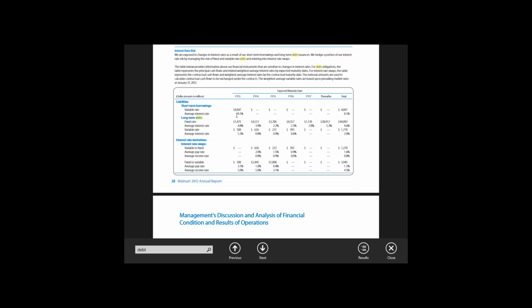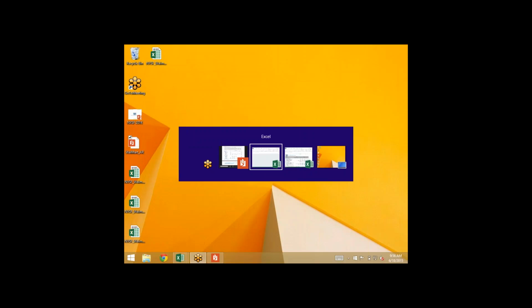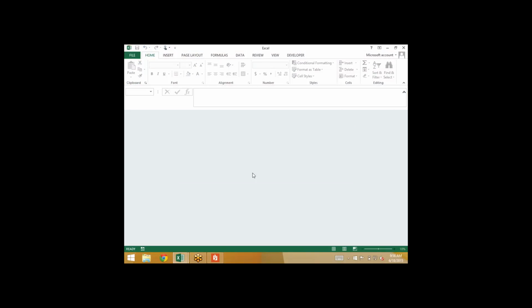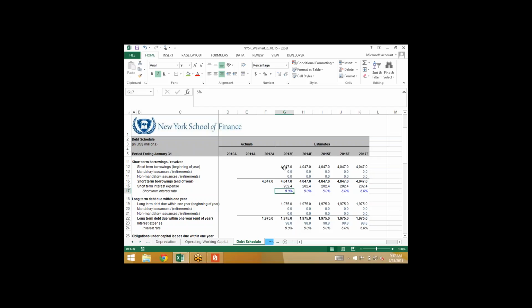Okay, so let's use 0.1%. It's 4047. This matches exactly the 4047 that they've listed here. So I'm going to switch this to 0.1%. It's very small. But if we had stuck with 5%, we'd get a number for interest that's much higher than last year and inaccurate, according to what they've been paying.